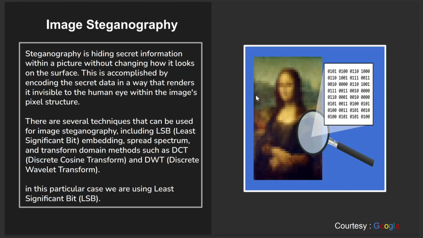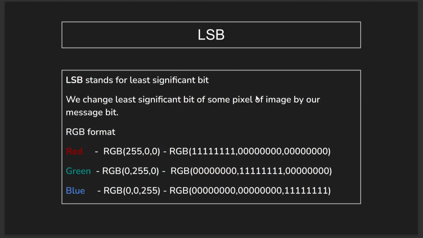Image steganography is hiding a text message into an image such that the image in which we have inserted the secret message cannot be differentiated from the original image. There are several methods to do image steganography. We will be using the least significant bit technique. So now let us understand how least significant bit works.